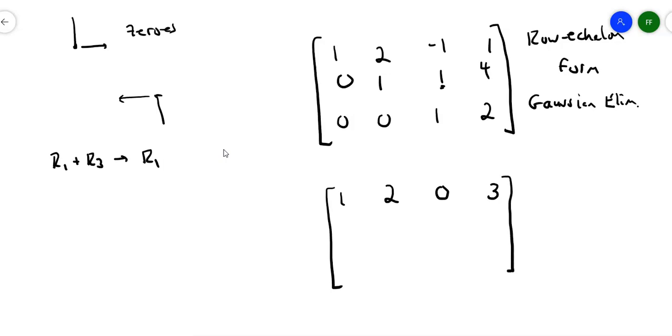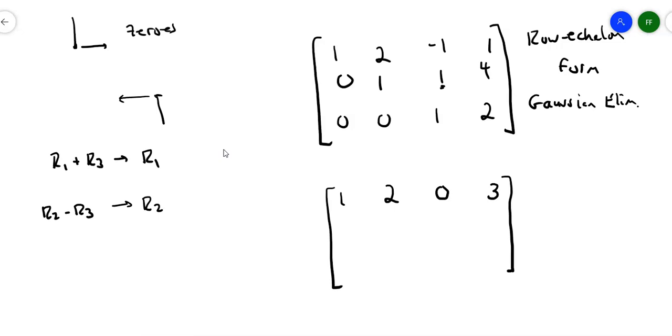Okay. Now, I want to put something in row 2. But again, I don't want to reintroduce things that I just got rid of. So it looks safe to combine row 2 minus row 3 and put the answer in row 2.